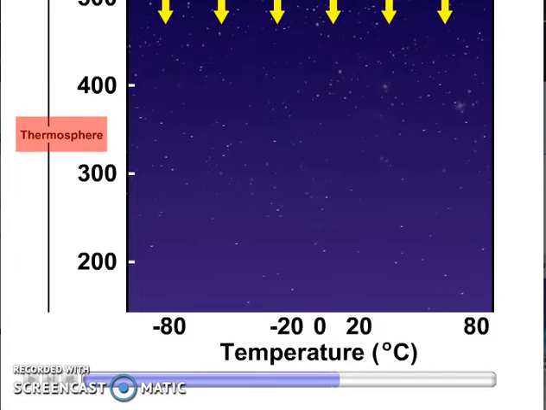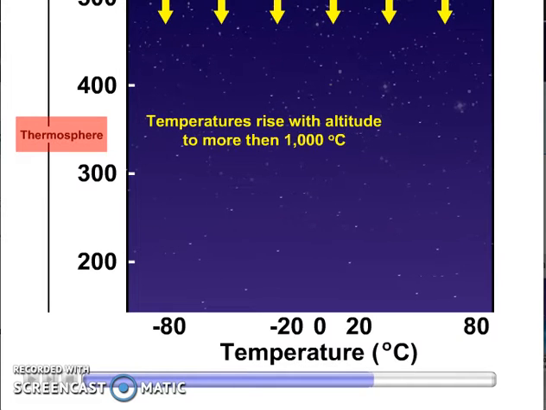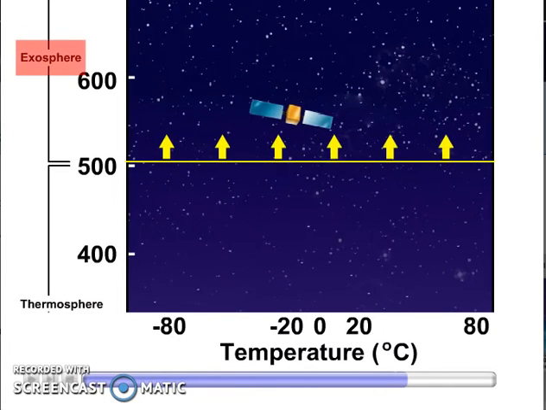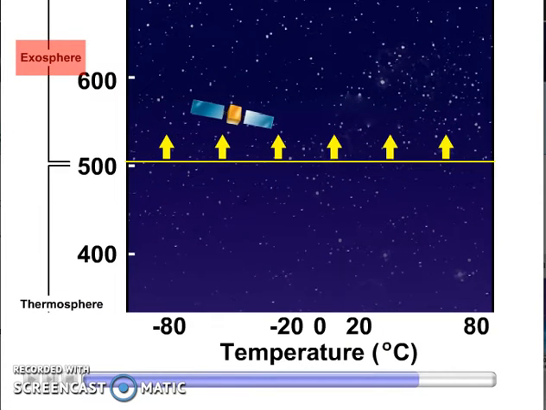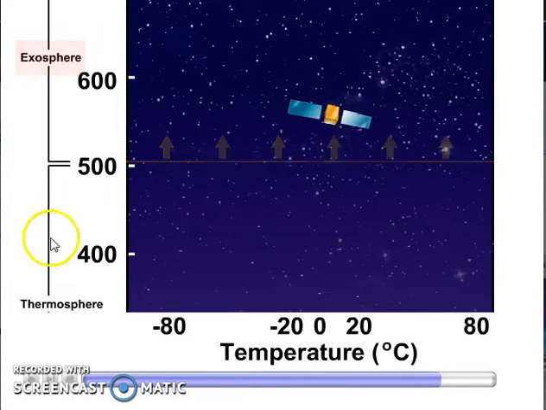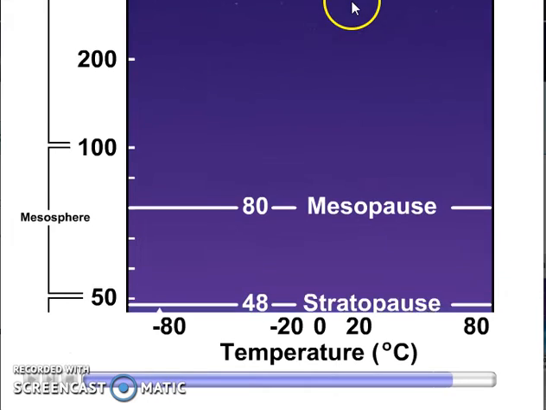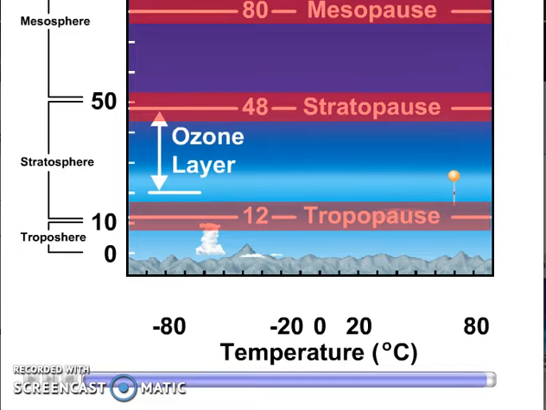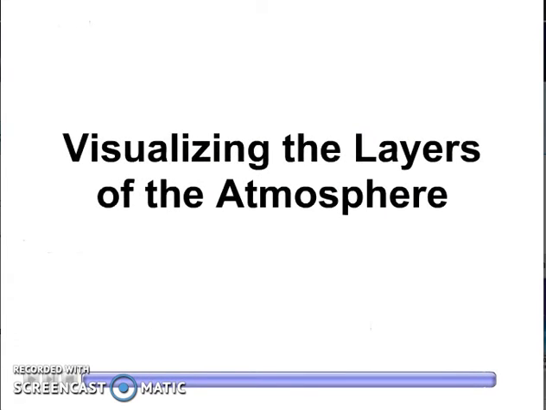The thermosphere stretches between about 100 kilometers and 500 kilometers above Earth. Temperatures rise with altitude to more than 1,000 degrees Celsius. The outermost layer is the exosphere. In the exosphere, gas molecules can be exchanged between atmosphere and space. Dividing the troposphere, stratosphere, mesosphere, and thermosphere are areas called the tropopause, stratopause, and mesopause.